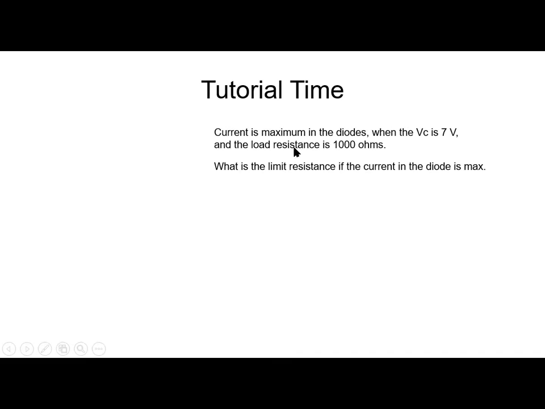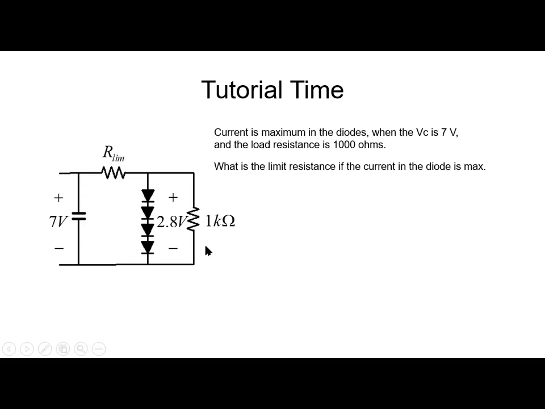Let's do this. The current is maximum in the diodes when the voltage in the capacitor is maximum, 7 volts, and when the current of the load is minimal. That is when the load is a 1000 ohm resistor. In this circuit, the voltage is 7 volts at the capacitor. The load is 1 kilo ohm. We know the voltage is 2.8 here. We're assuming that the current here is between I min and I max. We need to find our limit.